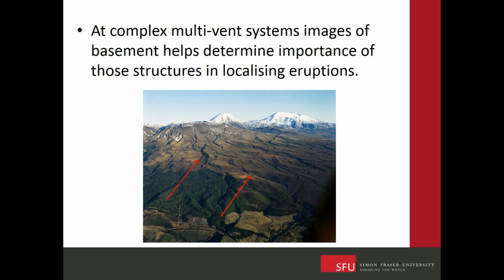And I'm just going to run through some of these hazards that are applicable and that we're going to think about in terms of our gravity and magnetic models later on. So this is actually Mount Tongariro here, Ngauruhoe and Ruapehu in New Zealand. You can see there are these big faults cutting across the flanks here. We're interested in what the relationship of these faults is to the basement structure and to any vent locations. So do these faults control where eruptions might occur in the future?